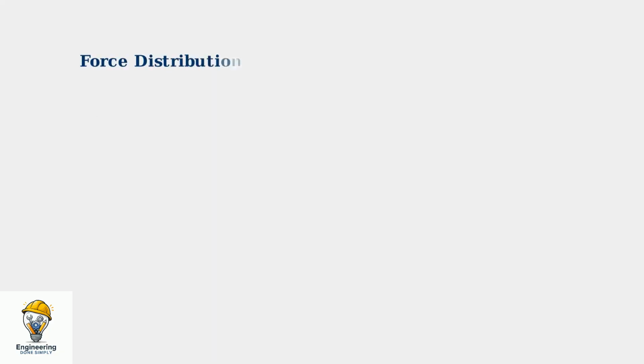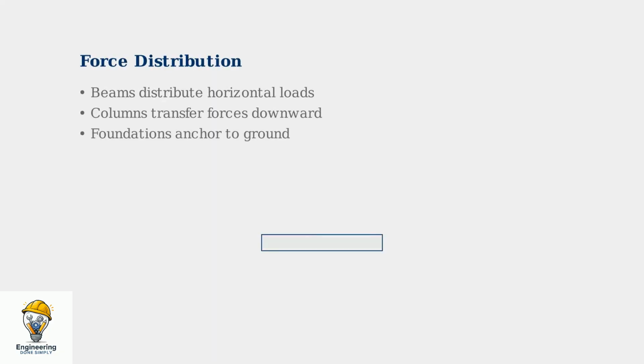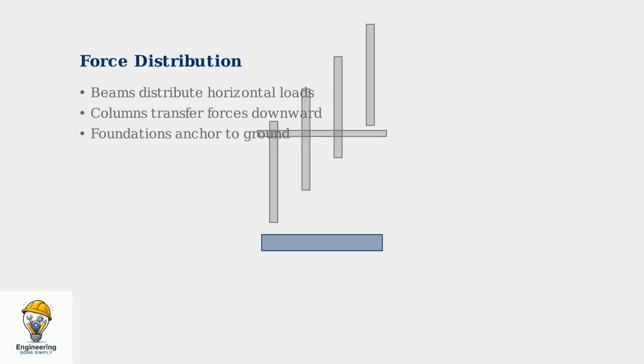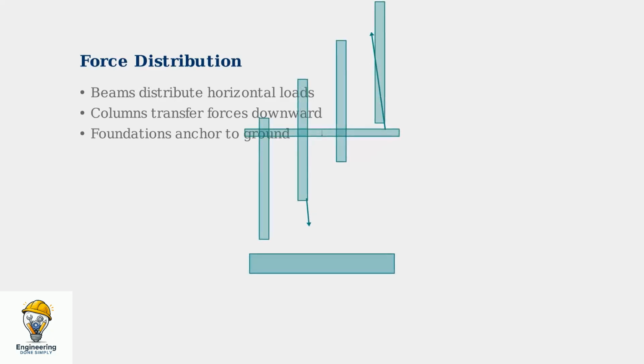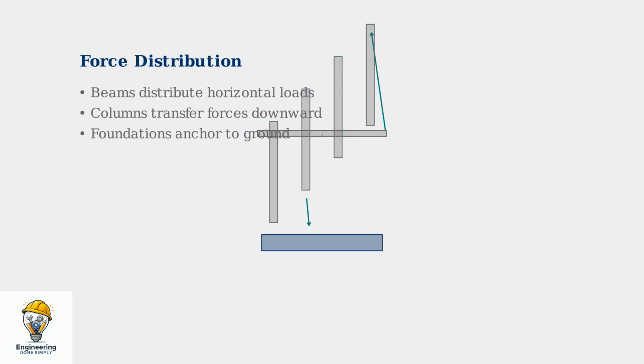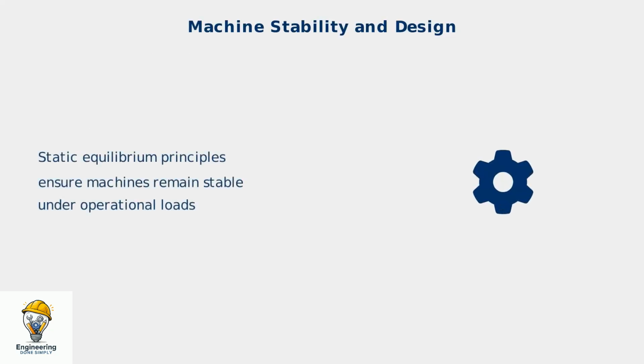In a stable building, all forces are distributed and balanced through structural elements like beams, columns, and foundations. This creates equilibrium and prevents structural failure. Static equilibrium principles are crucial in machine design to ensure machines remain stable and do not tip over or fail under operational loads. Engineers use two main principles.